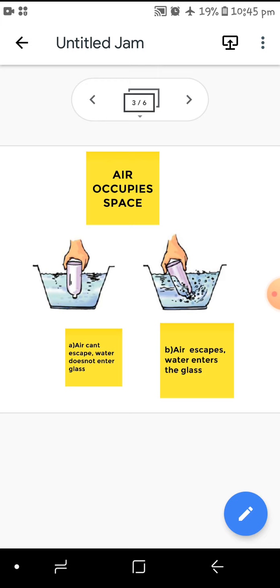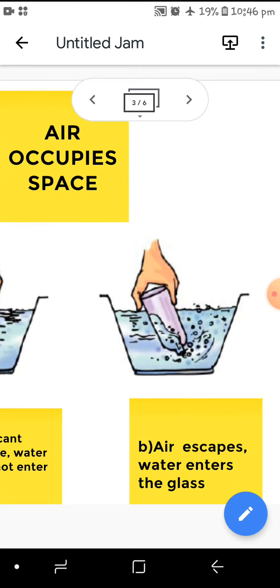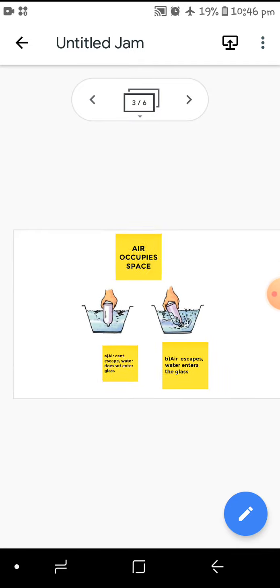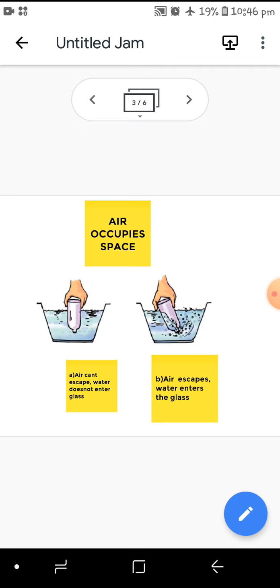In the first figure you can see it. You have to hold the glass straight. Then you see that the water cannot enter the glass. Now you have to tilt the glass like in figure 2. Like this, you can tilt it, and then you can see some bubbles in the water, and the water starts entering inside the glass. So what happens here?